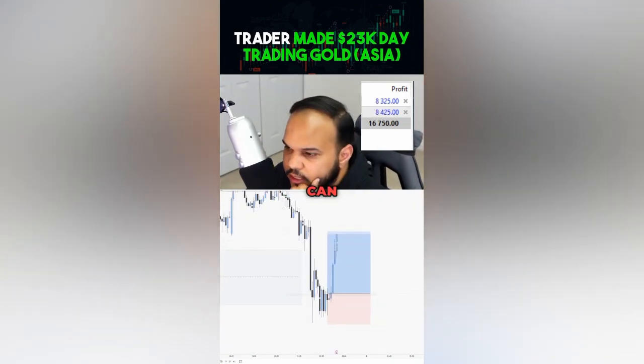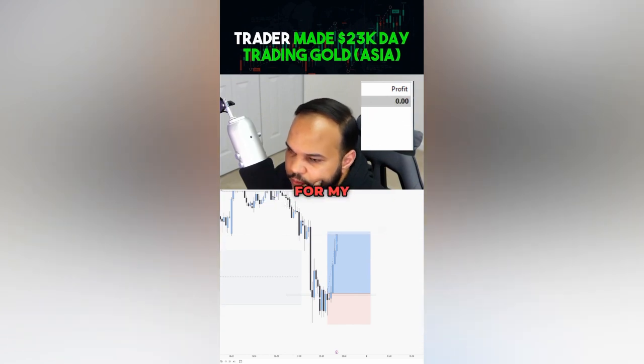All right, guys, as you can see here, I hit TP2. I closed my position in full here. And yeah, this is a great trade for my first trade of the week.